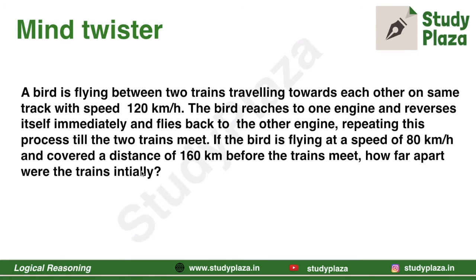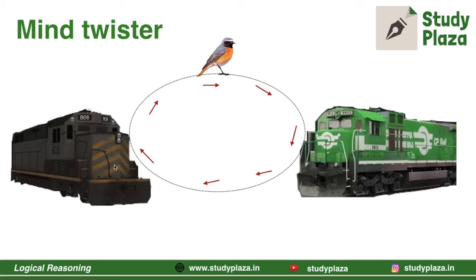Let us first understand the question. And this is just a flow chart for the question. These are two trains which are moving with 120 km per hour speed towards each other. And this bird is flying between these two trains this way with a speed of 80 km per hour. Now we move to the calculation part.